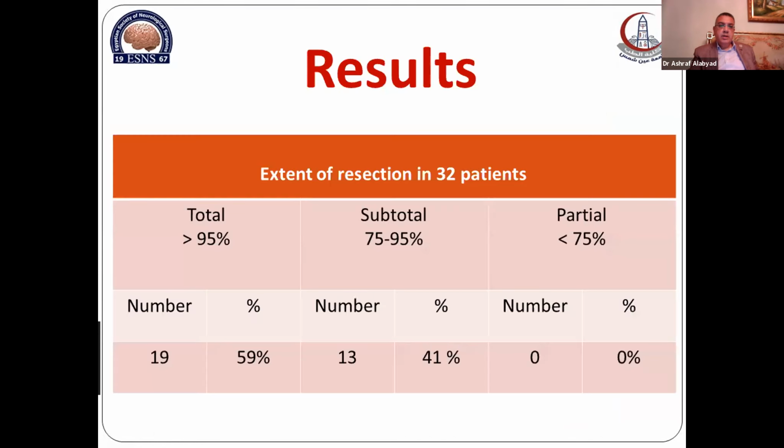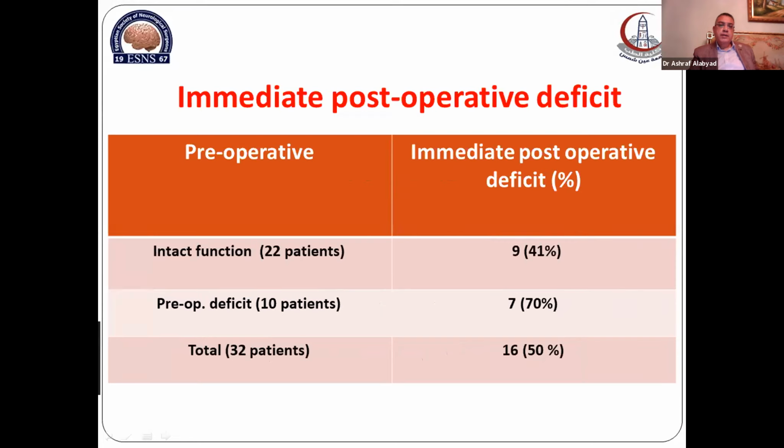So our results showed that we have achieved total resection in about 60% of our patients, and subtotal resection in 40% of cases. Of the 32 patients, 50% of them developed immediate postoperative deficit. For those who were intact preoperatively, 40% of them developed new deficit, while of those who had preoperative deficit, 70% of them developed deterioration of their preoperative neurological deficit.